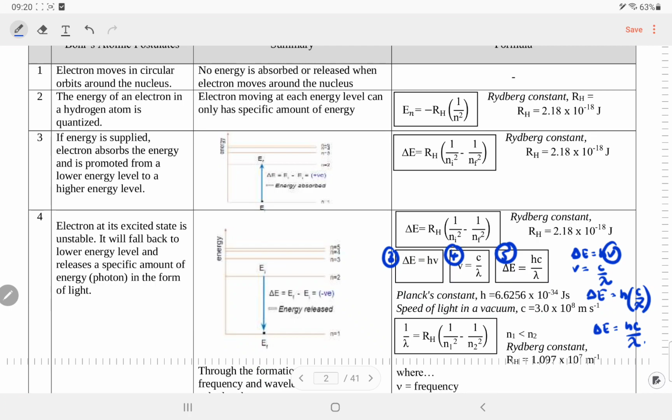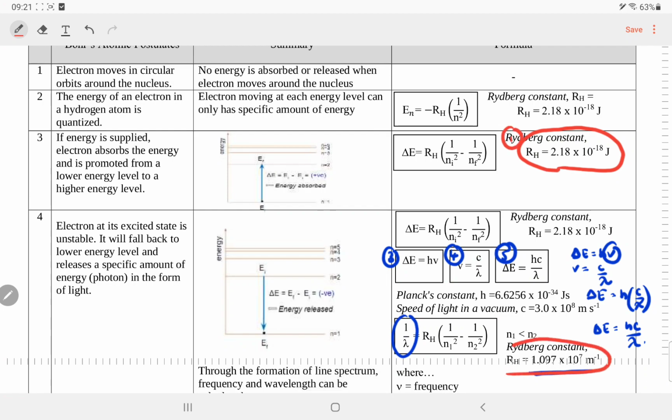Okay. And the last one, nak cari berapa panjang gelombang ini. This one is RH 1 over N1 squared minus 1 over N2 squared. Tapi nilai RH ini adalah 1.097 times 10 to the power of 7. Okay. So kalau kita tengok dekat sini, ada dua nilai RH. Nilai RH yang pertama adalah ini, 2.18. Okay. This is the first RH. This is the second RH value.